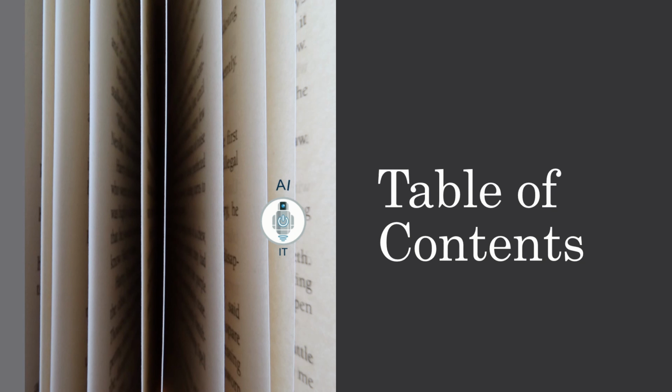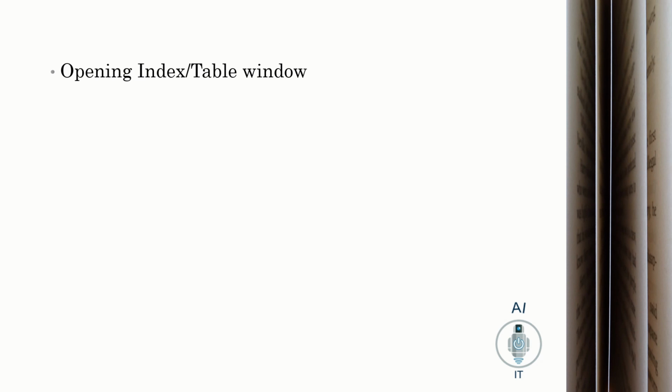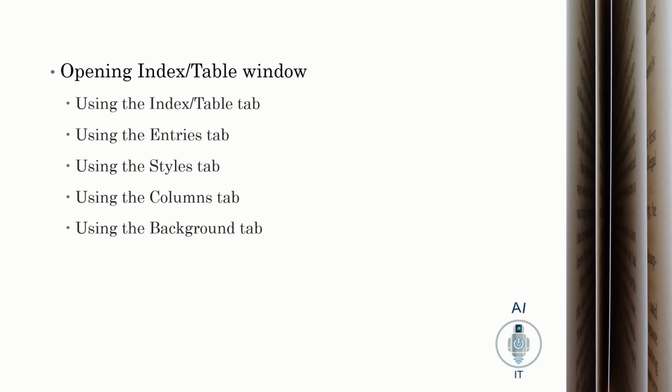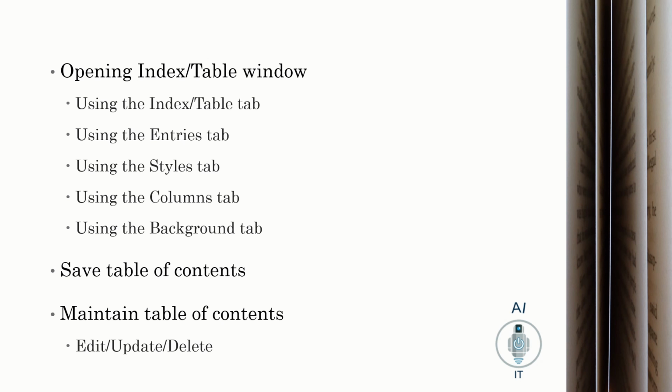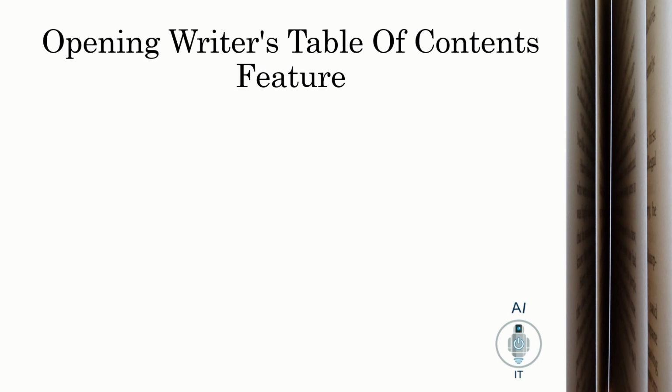In this session, let us learn how to create an automated table of contents from the headings in your document. So we will be learning how to open the Index Table window and use the 5 different tabs in it. They are the Index Table tab, Entries tab, Styles tab, Columns tab and Background tab. Save the table of contents and maintain it by editing, updating or deleting. So let's get started with this feature.